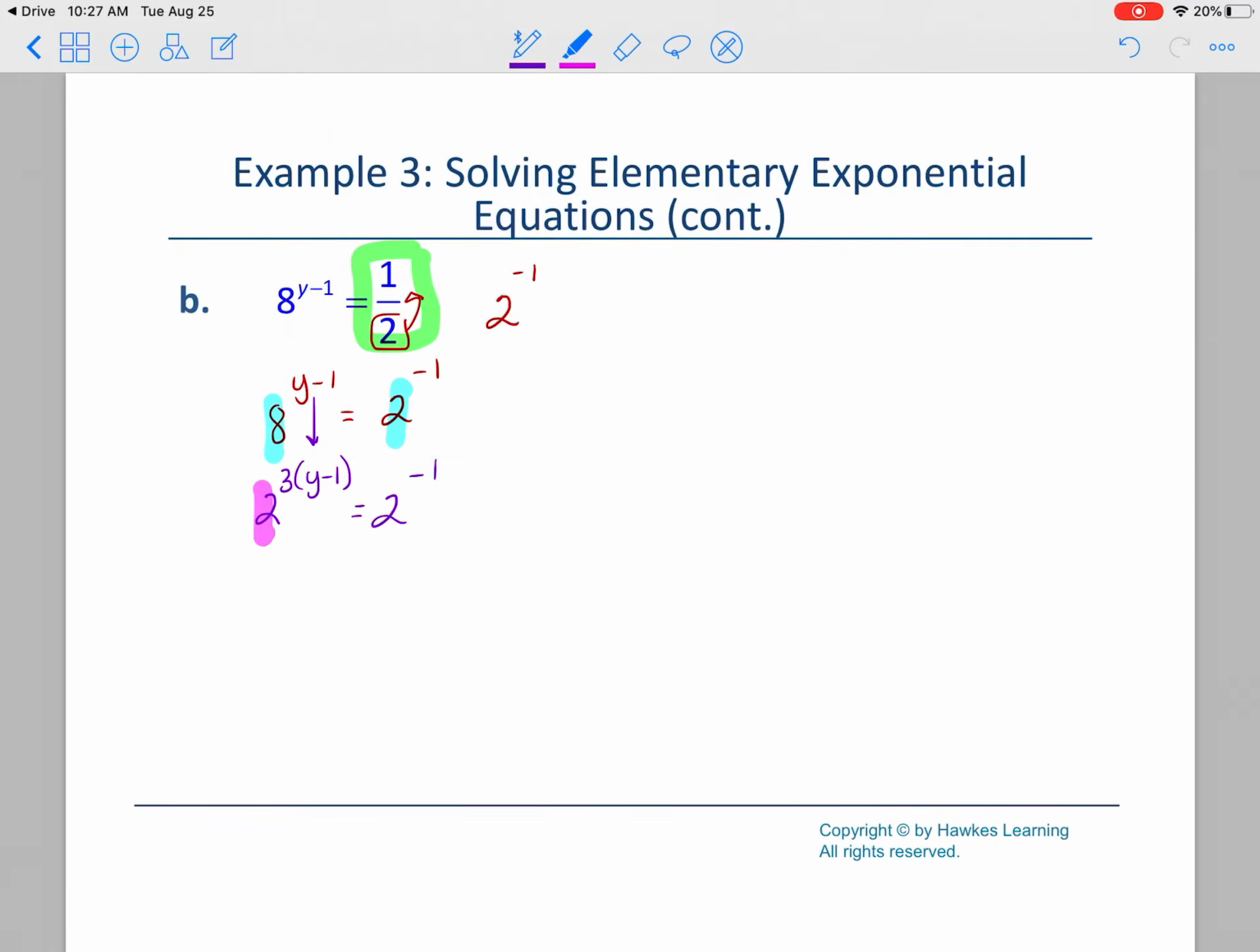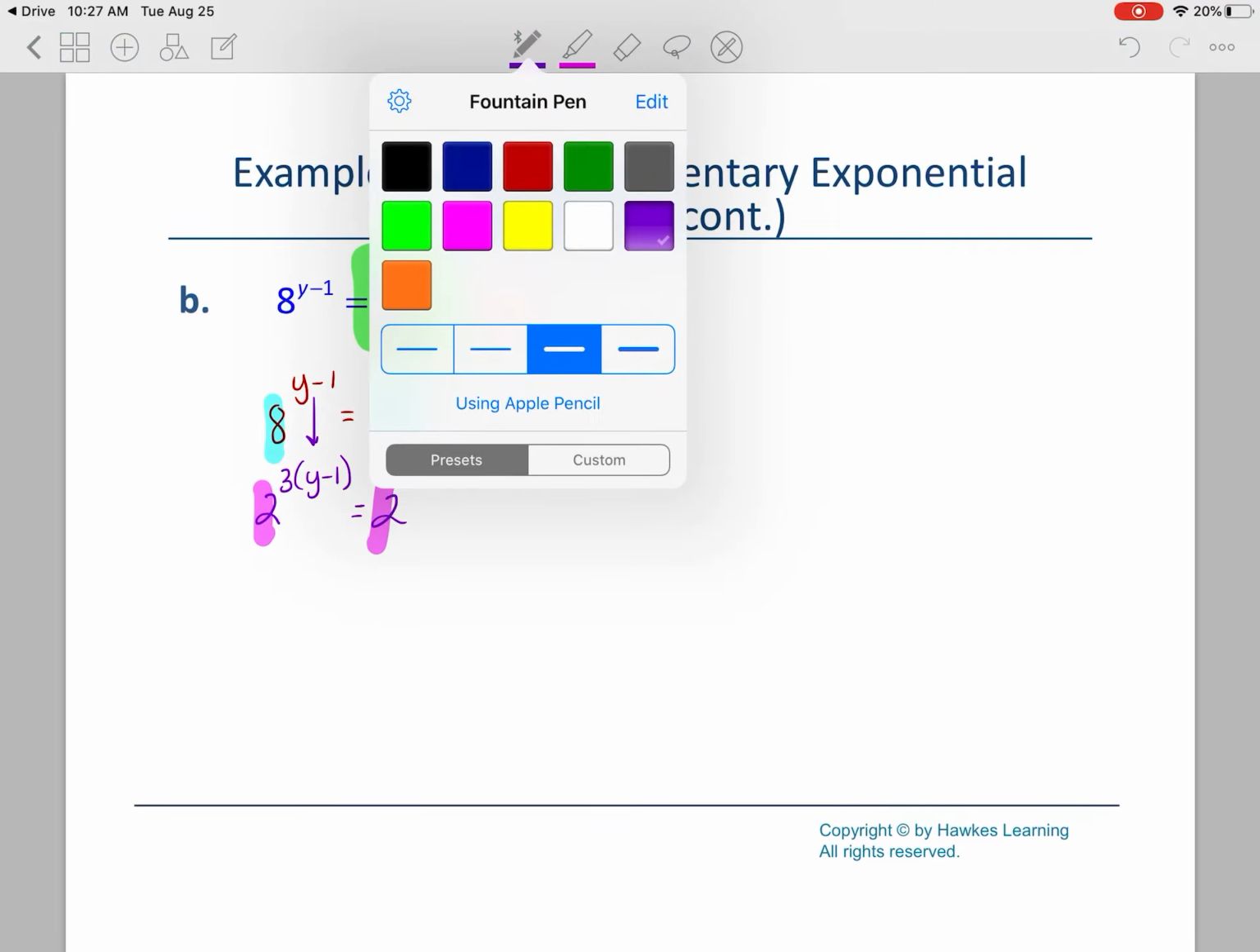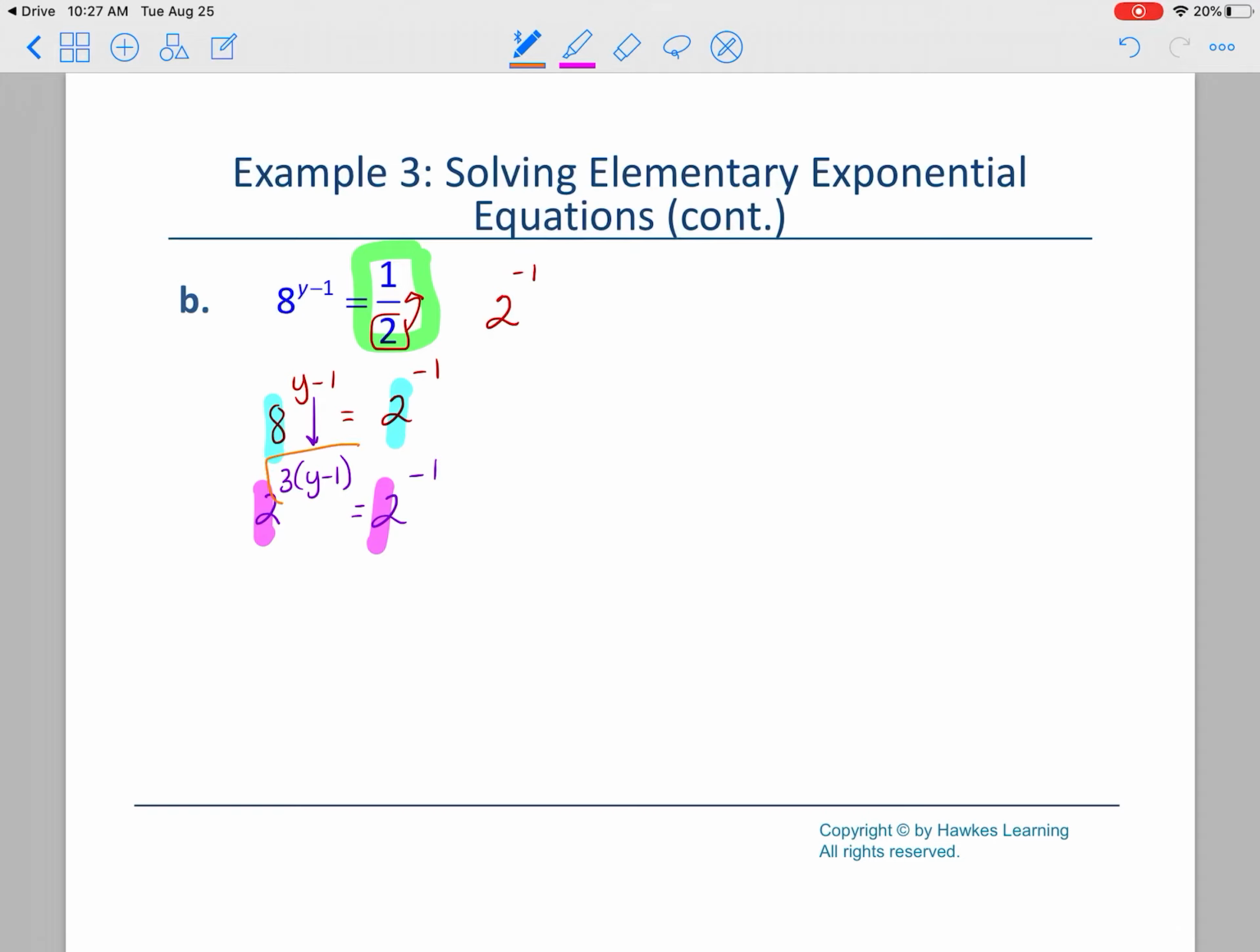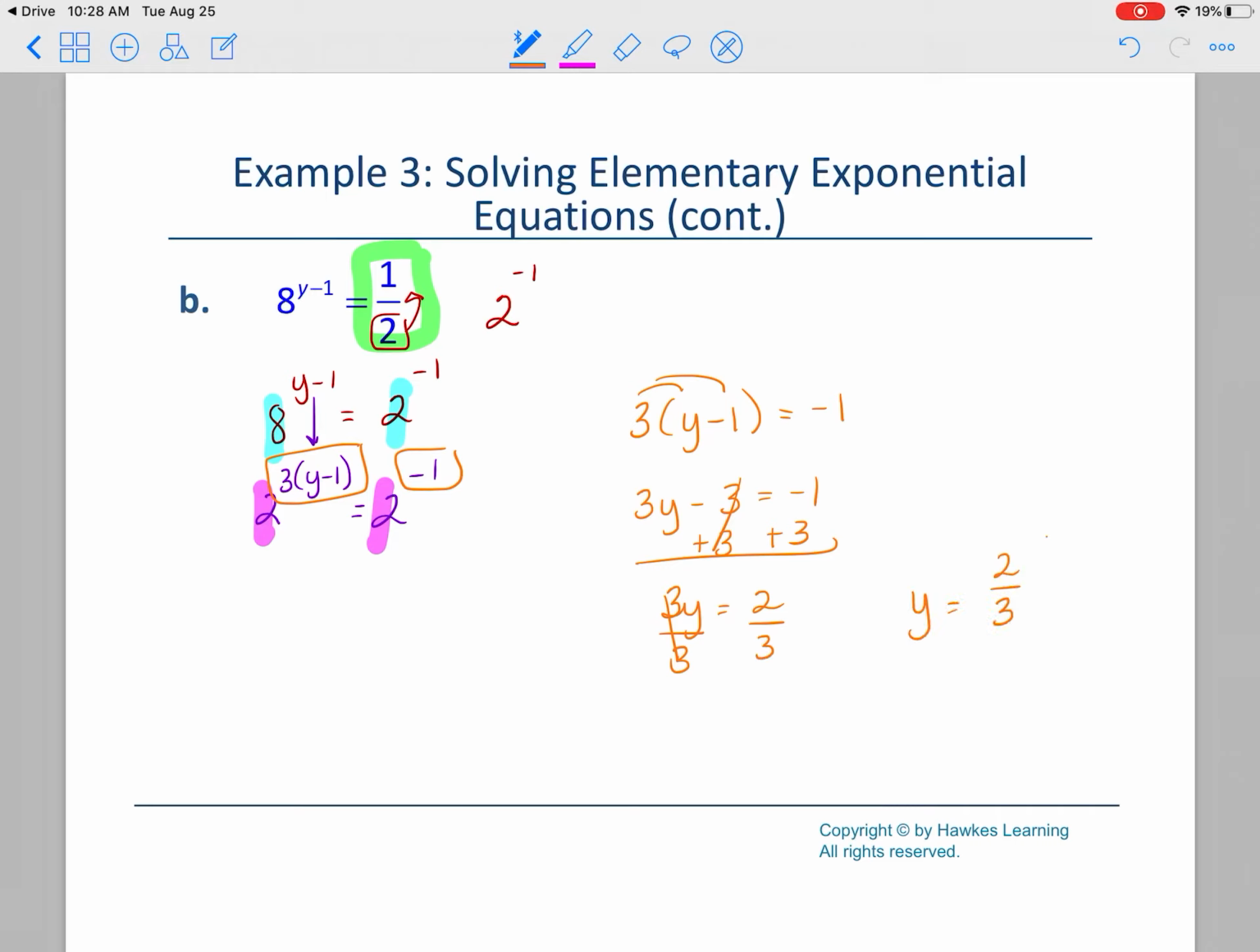Now that I have the same base of 2, all I have to do is take my exponent part and set them equal. So I'm going to get 3 times y minus 1 equals negative 1. And I'm going to solve. Distribute my 3. 3y minus 3 equals negative 1. Add my 3 over. 3y equals 2. Divide by my 3. And y equals 2/3.